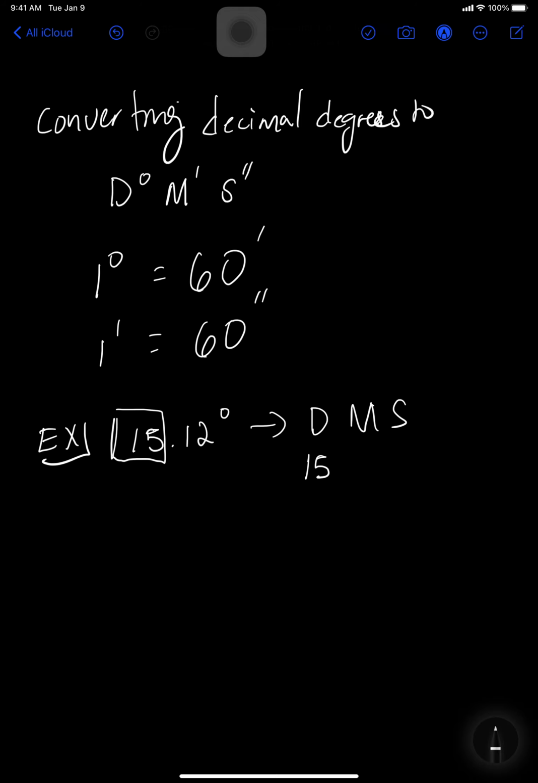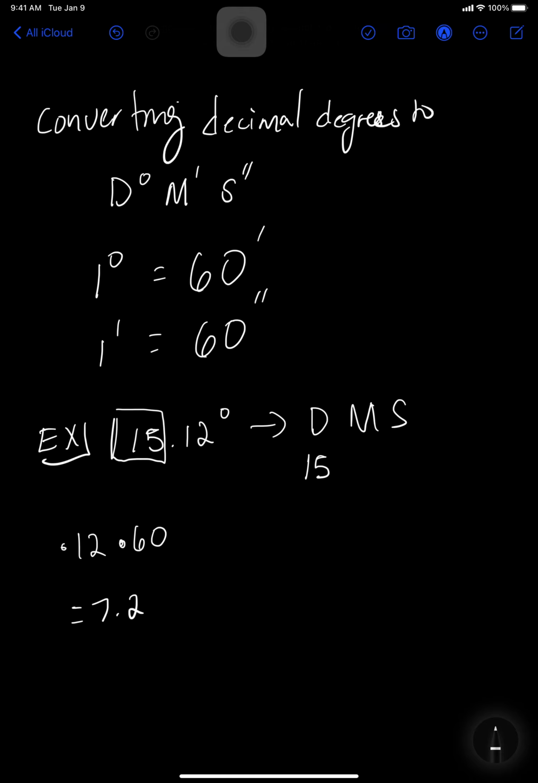The problem is taking the 0.12 and converting that into minutes and seconds. And so what you gotta do is start with that 0.12, and you convert that to minutes by simply multiplying by 60, because there are 60 minutes in 1 degree. So let me get out my calculator. 0.12 times 60 gives me an answer of 7.2. In other words, there are 7.2 minutes.